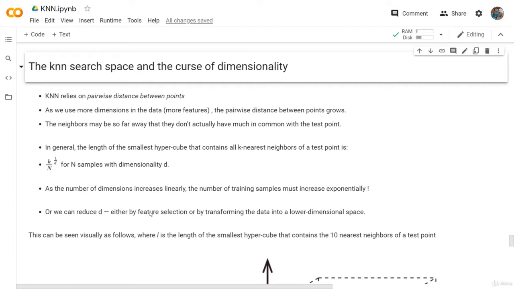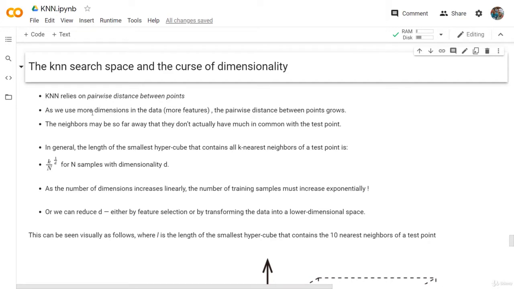Welcome back. In this lesson, we are going to discuss two important issues and limitations for the KNN algorithm, which are the search space and the curse of dimensionality. As we know, KNN relies on pairwise distance between points.